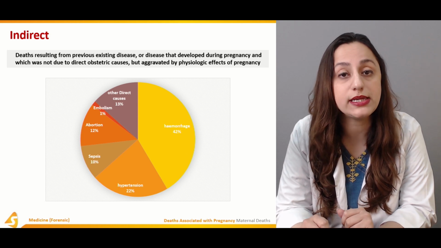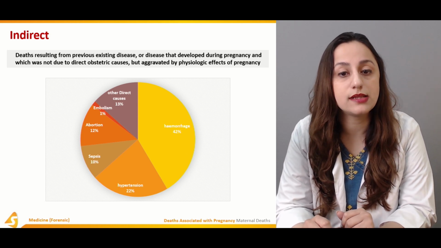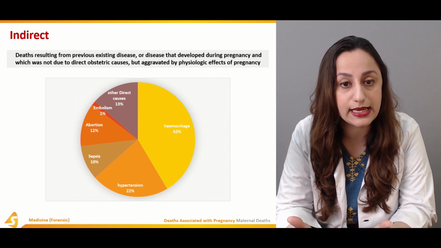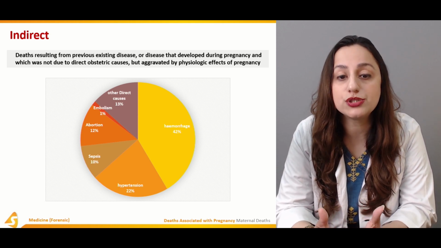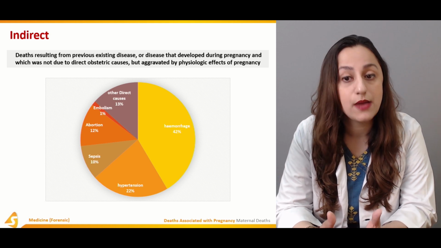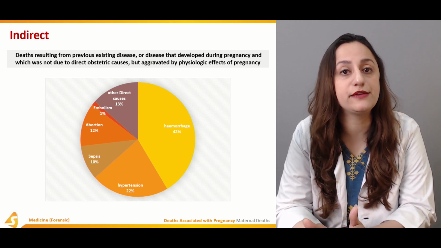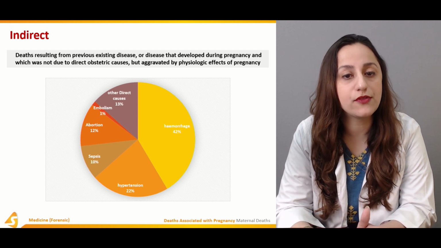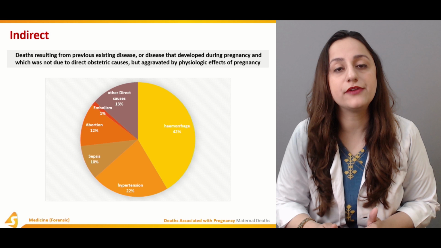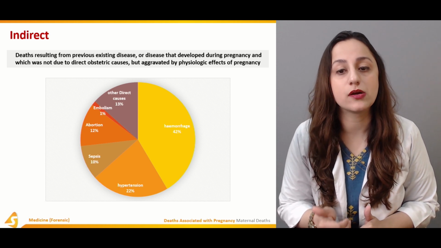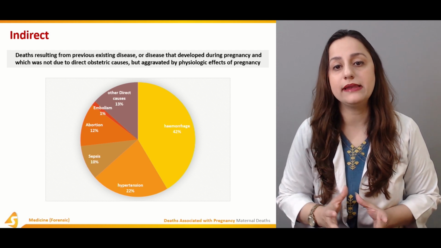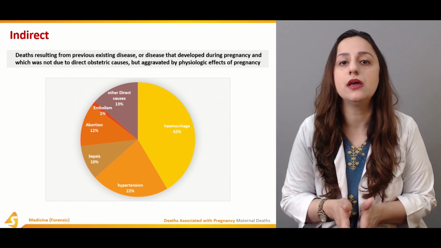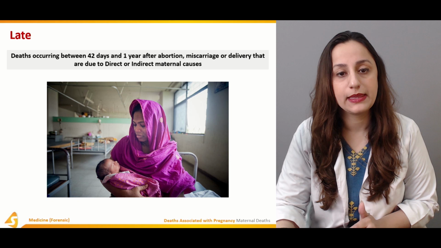Now, relating to the indirect causes, these are deaths resulting from a previously existing disease or a disease that developed during pregnancy, which was not due to direct obstetric causes but was aggravated by the physiological effects of the pregnancy. These causes again include all of the other causes, but still they're aggravated. We have to keep in mind that it's basically the physiology of the pregnancy, but they're not directly related to the obstetric causes.